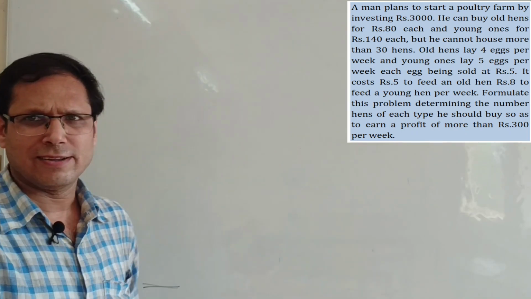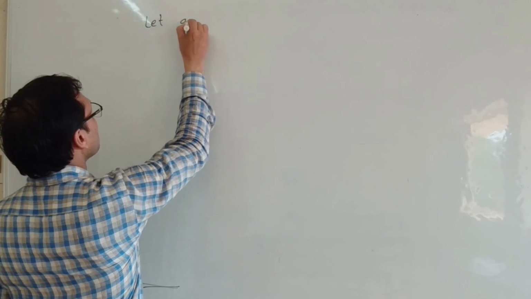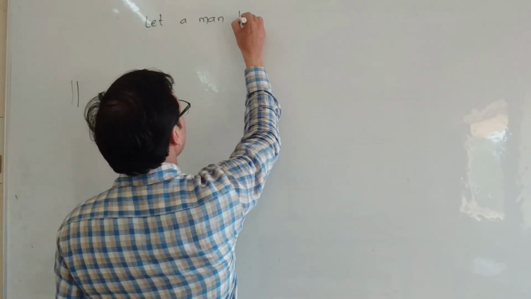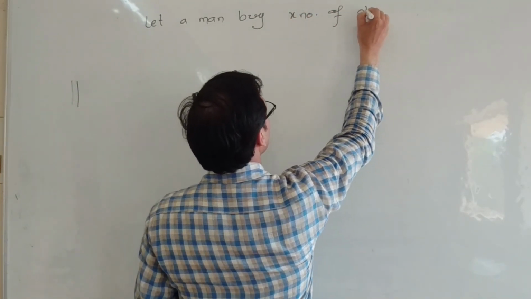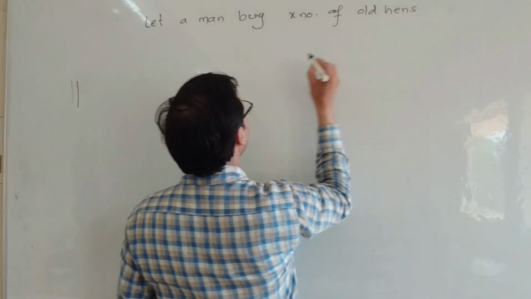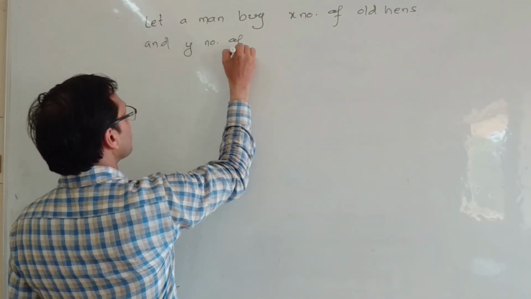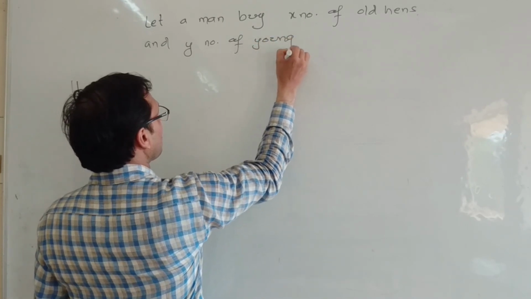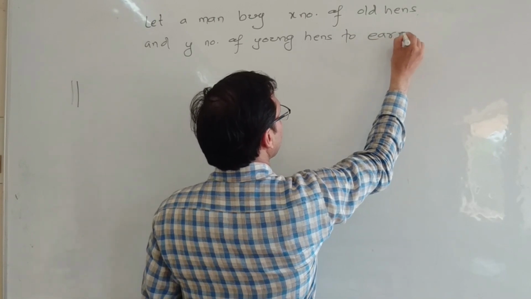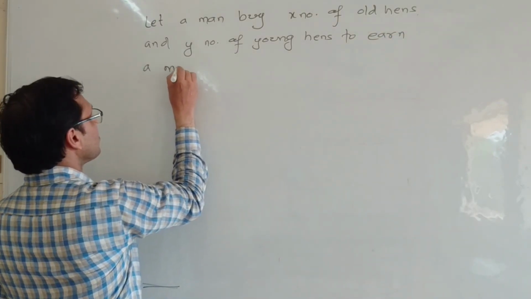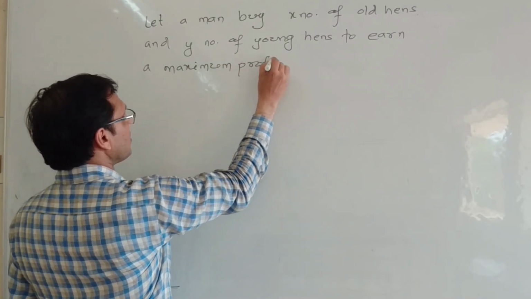First you have to mention here. Okay, let us start. Let a man buy X number of old hens and Y number of young hens to earn a maximum profit. Okay, first you have to mention maximum profit.